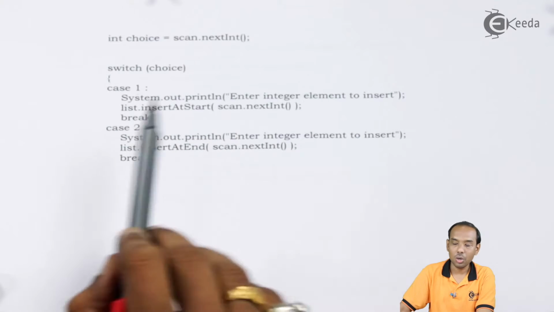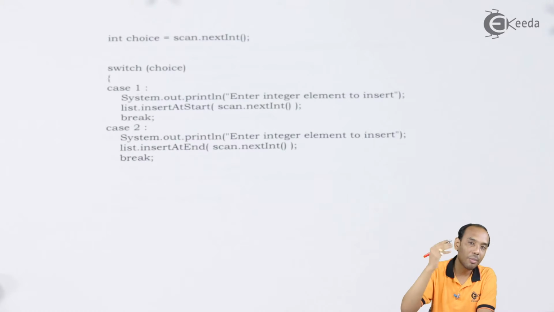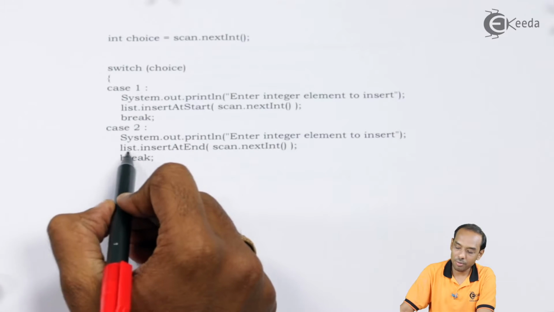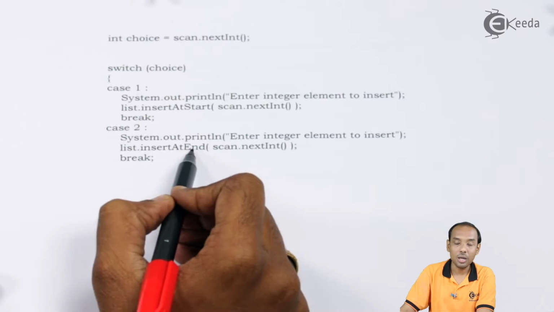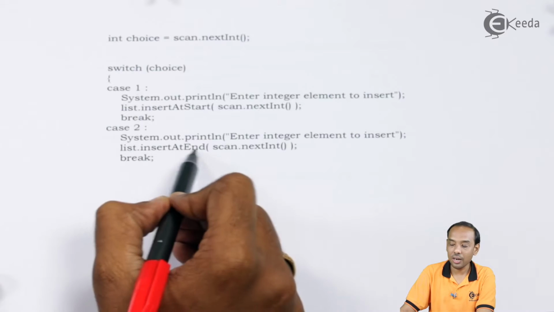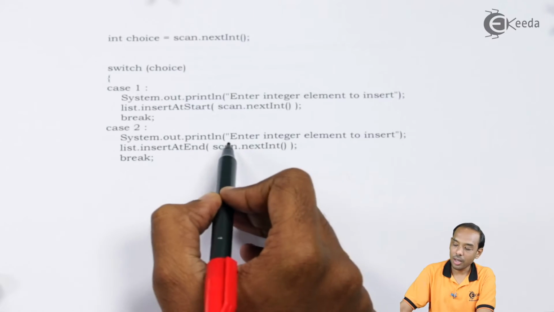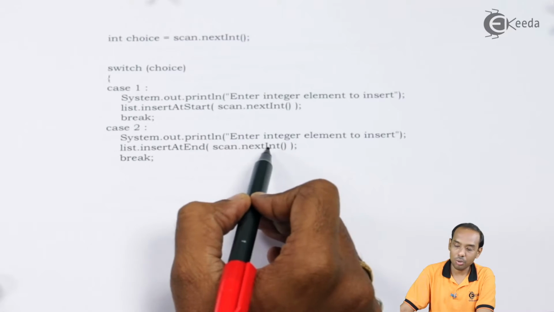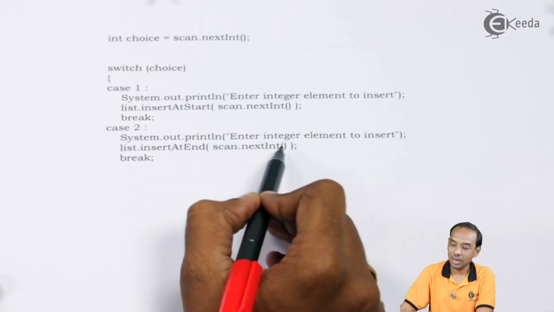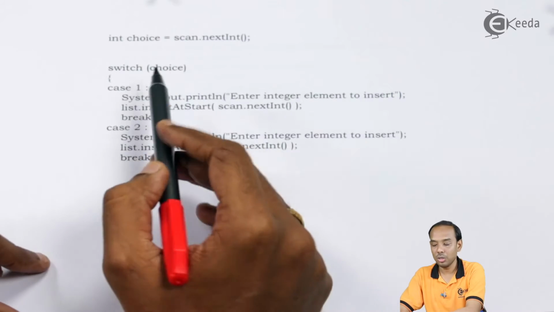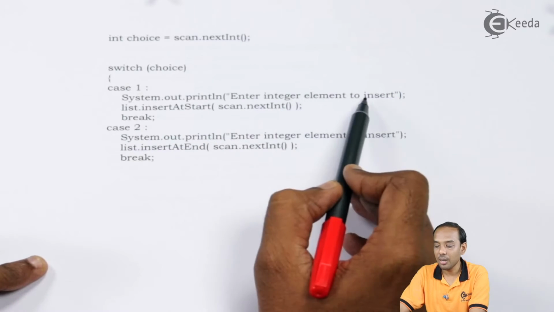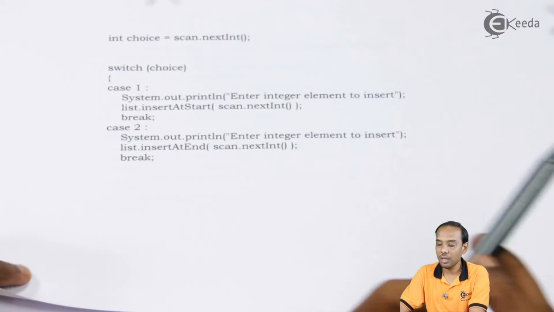Case number 2 is that we are going to insert the element at the end. In that case, which object am I going to call? list dot. Which method am I going to call? That is insertAtEnd. Okay, so the insertAtEnd function is to be called, and through this I'm going to pass in the values. So scan dot nextInt. Okay, once this is done, I'm going to break. This is case number 1, insert at the beginning. Case number 2, insert at the end.